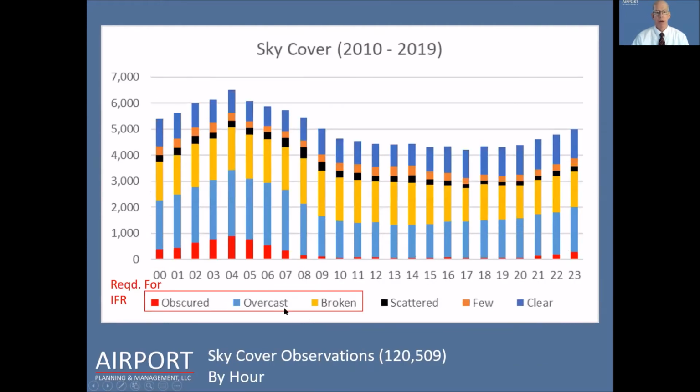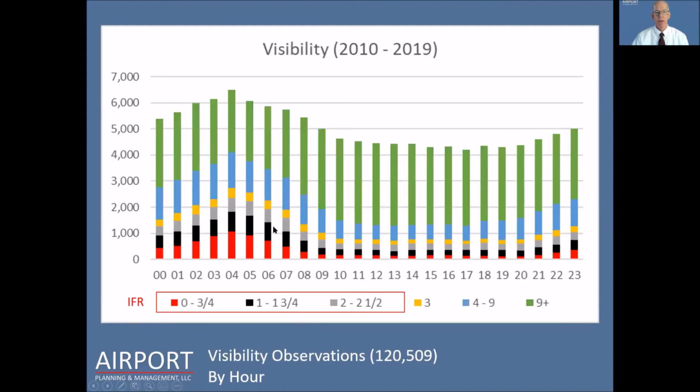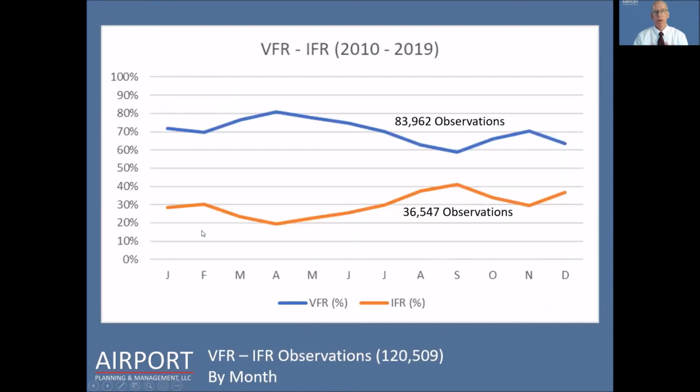Same curve for sky cover, broken, overcast, and obscured, yellow, blue, and the red. And for visibility, the low visibility being the gray, black, and the red. Same curve. What we just saw, ceiling, sky cover, and visibility generates the profile of VFR, IFR observation.